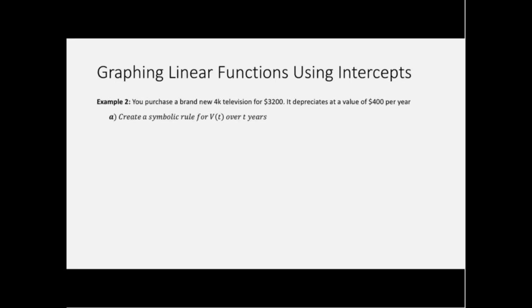So my base rate is 3,200. I depreciate 400 per year. So I'm going to have 3,200 minus 400t, because that's how many years go by. And it's color-coded right there to see where those numbers are coming from. I'm going to name it V of t because that's what the question's asking for. If it didn't, you can name it whatever you want to, because functions are just something that you might need to reference.